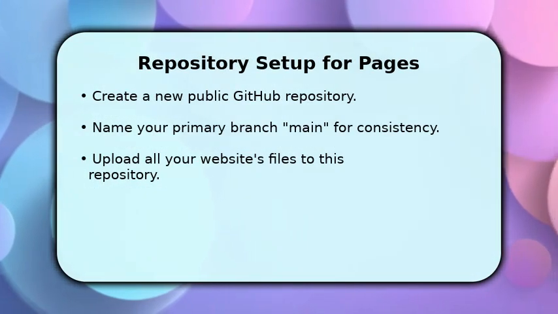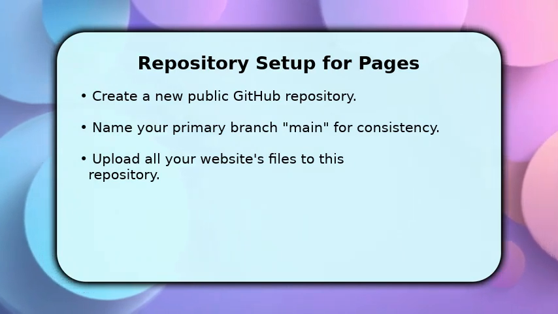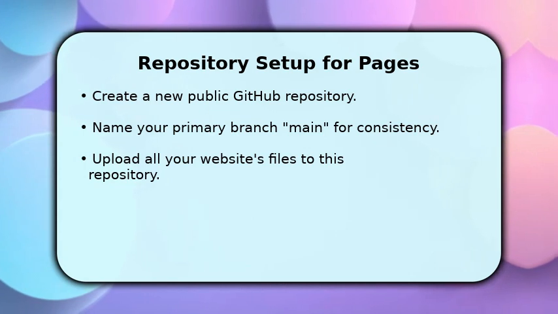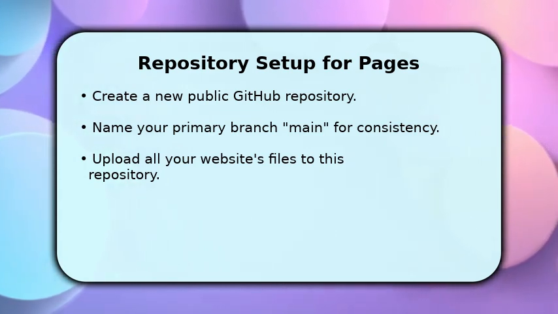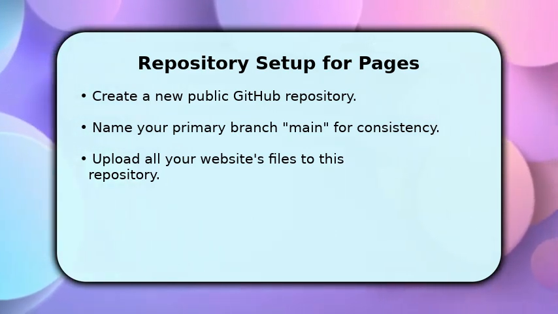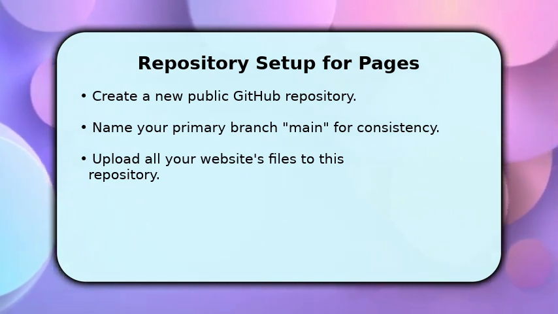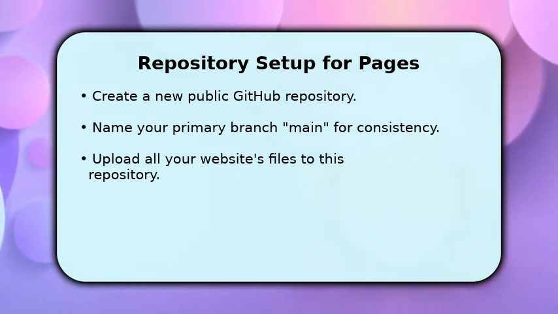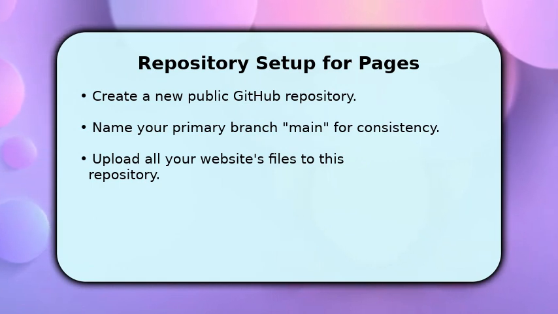Next, let's set up your repository. Begin by creating a new public repository on GitHub. It's crucial to name your primary branch main, as this is often the default branch GitHub Pages looks for. Once your repository is ready, simply upload all your website's files, including your index.html, CSS, and JavaScript, directly into this new repository. This forms the foundation for your live website.